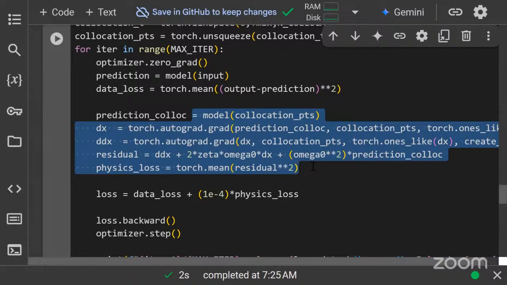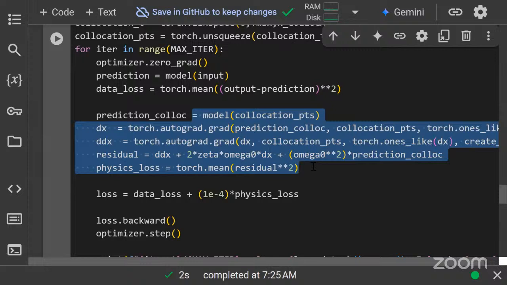After we evaluate ddx and dx, we compute the residual. The residual is ddx plus 2 times zeta times omega 0 times dx plus omega 0 squared times x, which is exactly the governing ordinary differential equation that we saw before. That residual squared, averaged, is what we define as the physics loss. So now that you know PyTorch autograd, PINN is nothing more than the same exact network with this auxiliary loss term added on top of the data loss. The data loss is the usual MSE, mean square error. So data loss plus physics loss defines the total loss.